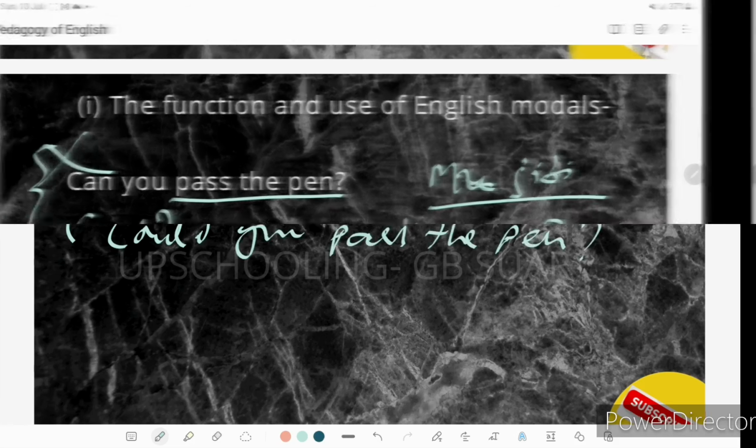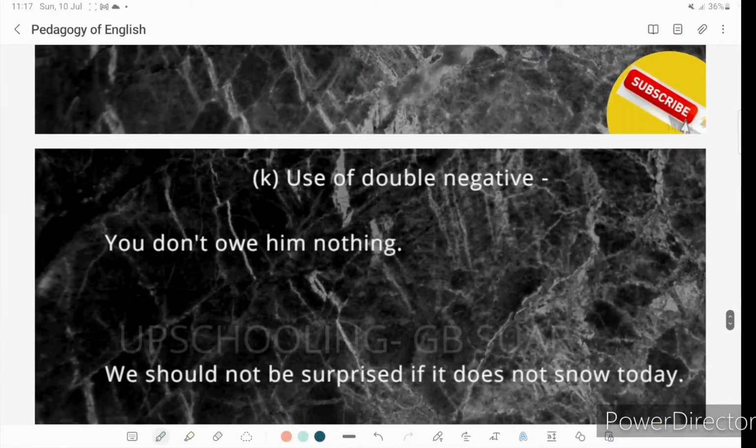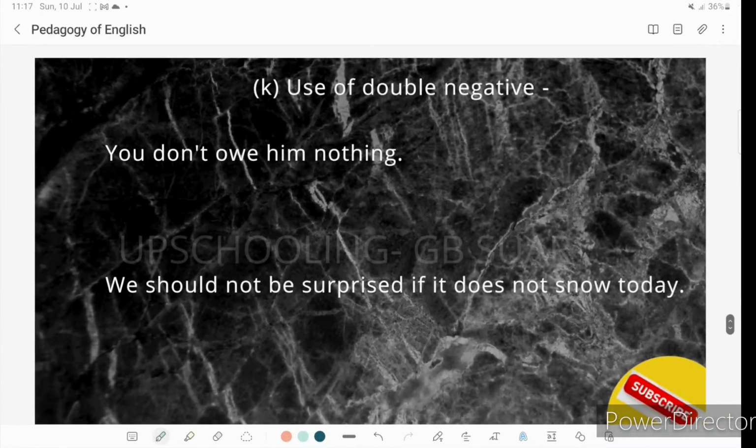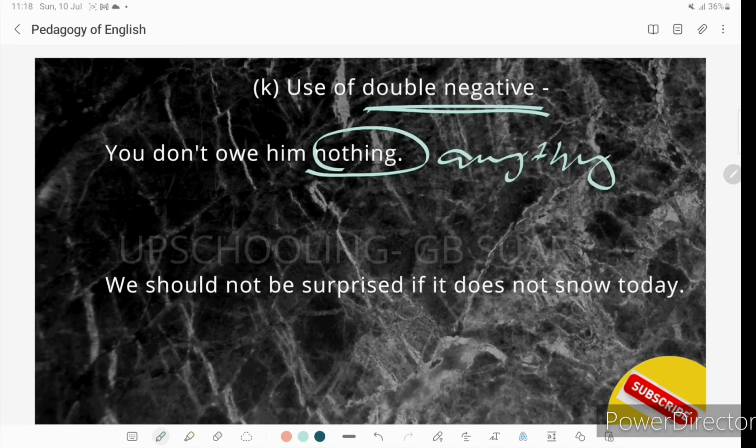This is the way. Next देखते हैं use of double negative. You don't owe him nothing, but you don't owe him anything. We should not be surprised if it does not snow today. We should not be surprised if it snows today. Does not नहीं होगा. Double negative में positive sense आ जाता है.